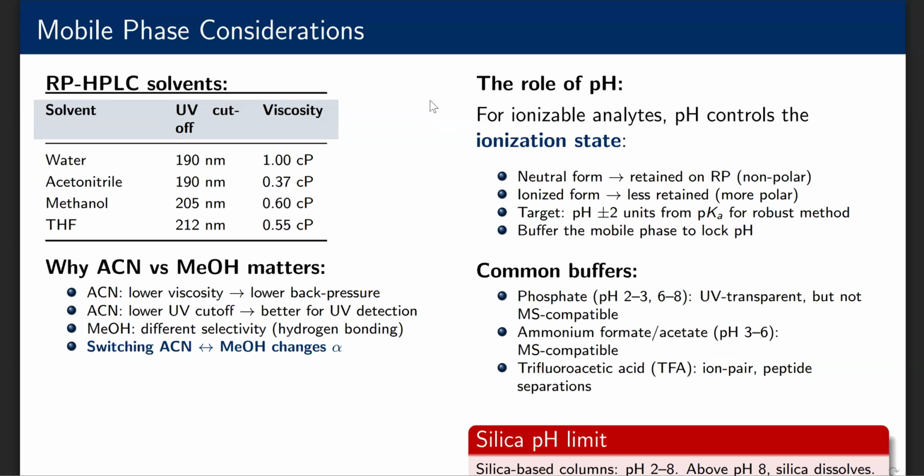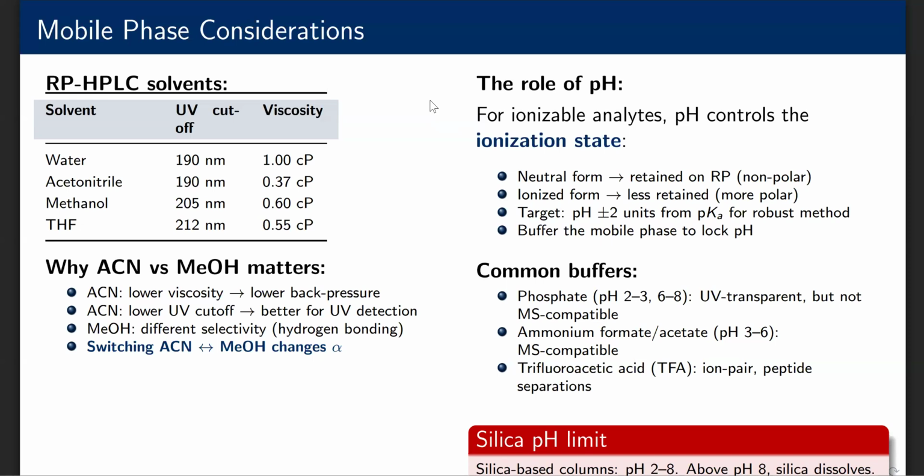An ionizable analyte in its neutral form is more retained on C18. In its charged form, it is less retained and often tails. The strategy is to suppress ionization. For acids, use low pH to protonate them. For bases, use high pH to deprotonate them.